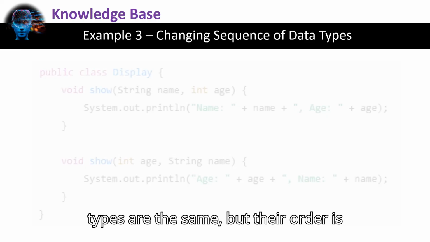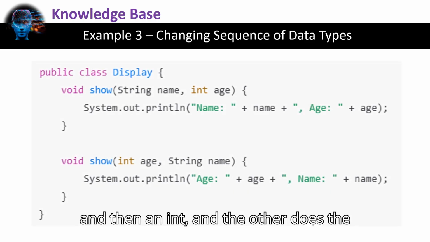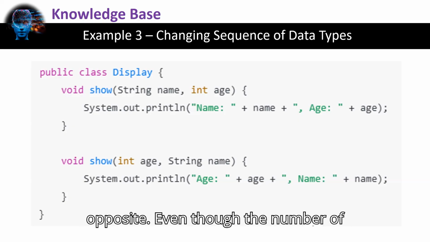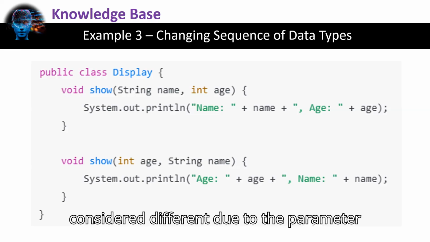Here's an interesting case where the data types are the same, but their order is different. One version takes a string and then an int, and the other does the opposite. Even though the number of parameters is the same, the method is considered different due to the parameter sequence.